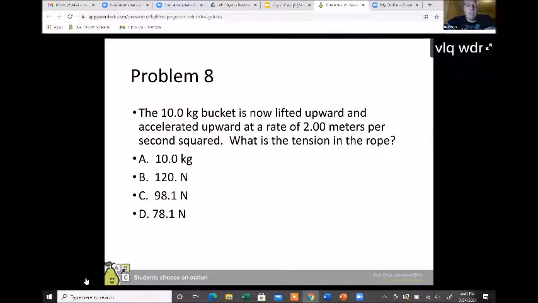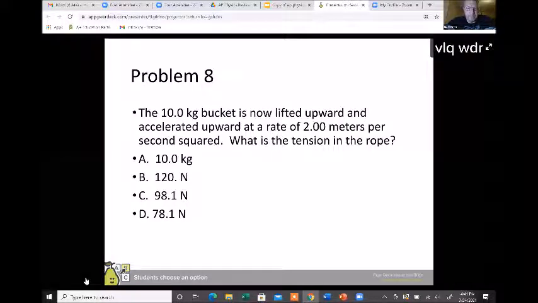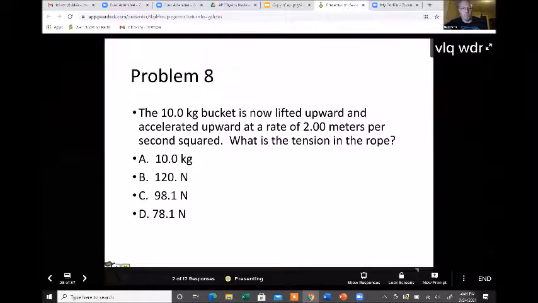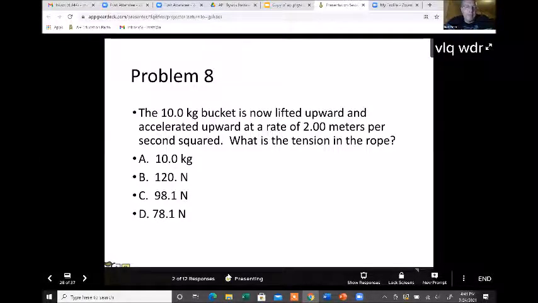Same basic problem, but this time the bucket is accelerating upward at 2 meters per second squared. What's the tension in the rope? So take a minute and try to answer problem 8 for me. And again, think free body diagram. I promise it'll help you.